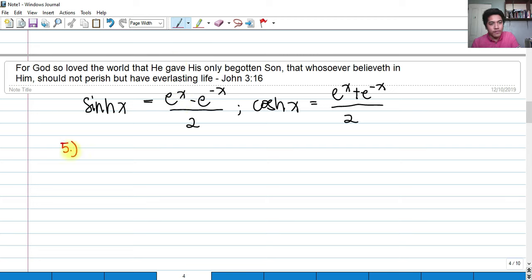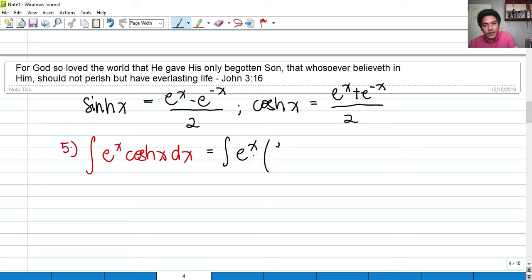We have number 5, the integral of e raised to x hyperbolic cosine of x dx. If you have learned integration by parts already, you can perform integration by parts. But what I would like to share with you in our video is that we're going to replace hyperbolic cosine of x by this and evaluate the integral. So we have the integral of e raised to x multiplied by e raised to x plus e raised to negative x over 2 dx. If I'm going to multiply this, what will happen?